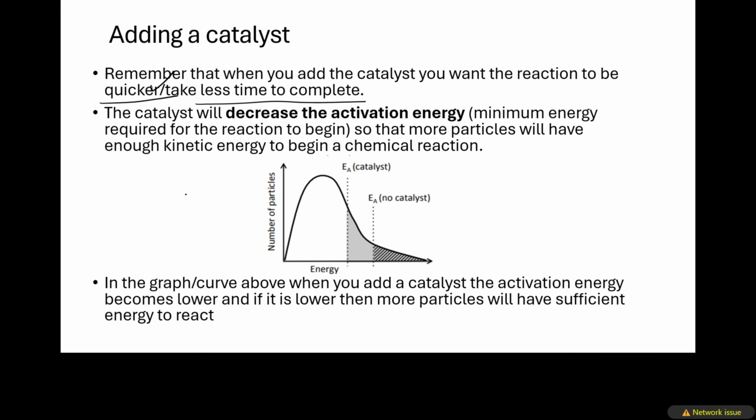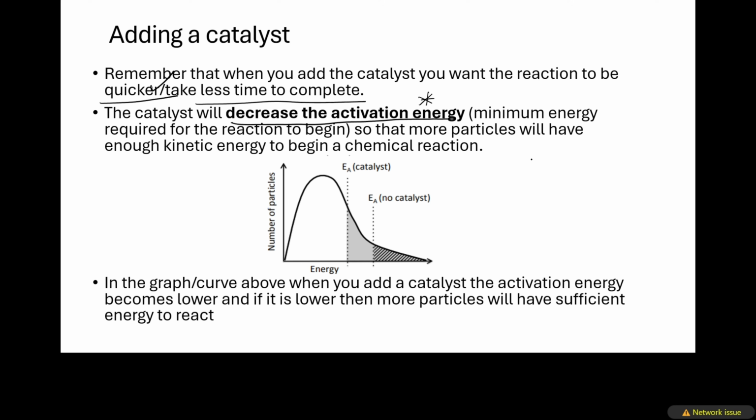So how does the catalyst make the reaction take less time? How does the catalyst increase the rate of the reaction? Remember that the catalyst decreases the activation energy. It decreases the minimum amount of energy required for the formation of the products, right?